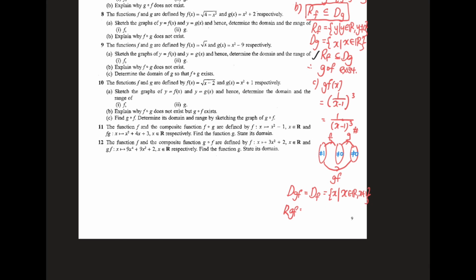Now the answer. The range of gf is not exactly the same as the range of g, so I don't want to write that. I just write: real numbers except 0. Okay, let's move on. Next page. This is just the answer.